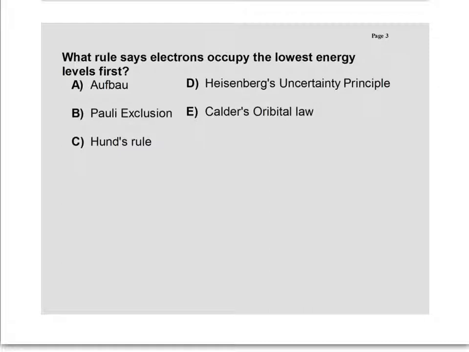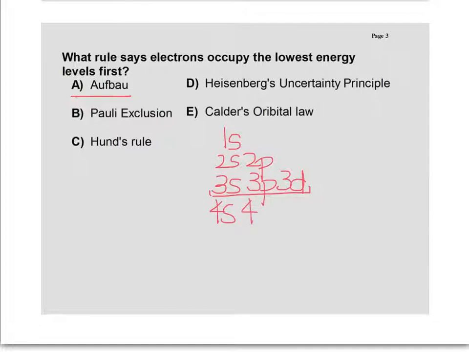The rule that says that electrons occupy the lowest energy level first is the Aufbau principle. You don't have to know the names of these for our test, but you do need to be able to follow the rules. So the Aufbau principle is basically the one that explains why you follow the arrows. Despite the fact that, for example, 3D is on the third floor, we don't actually fill the whole third floor before we go to the fourth floor. We fill them in order of energy, and it turns out it takes less energy to fill 4S than it takes to fill 3D. So it fills in this order.